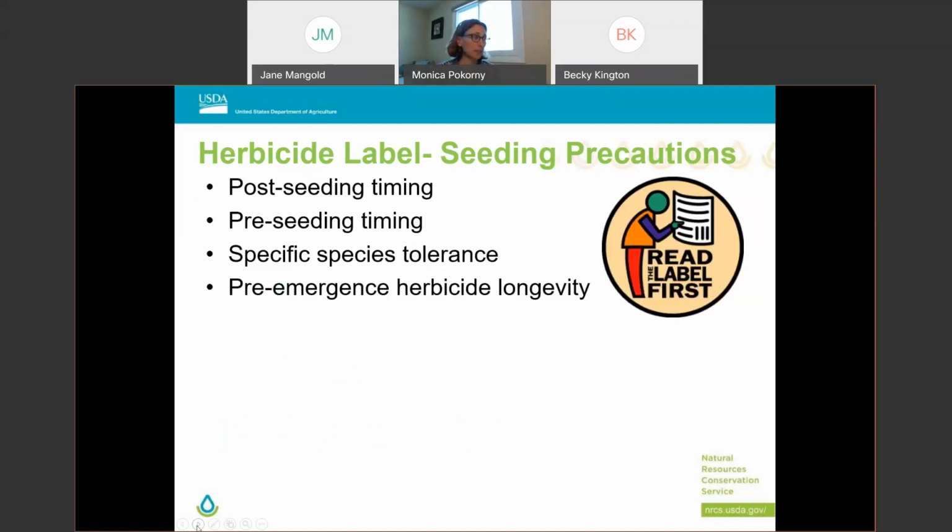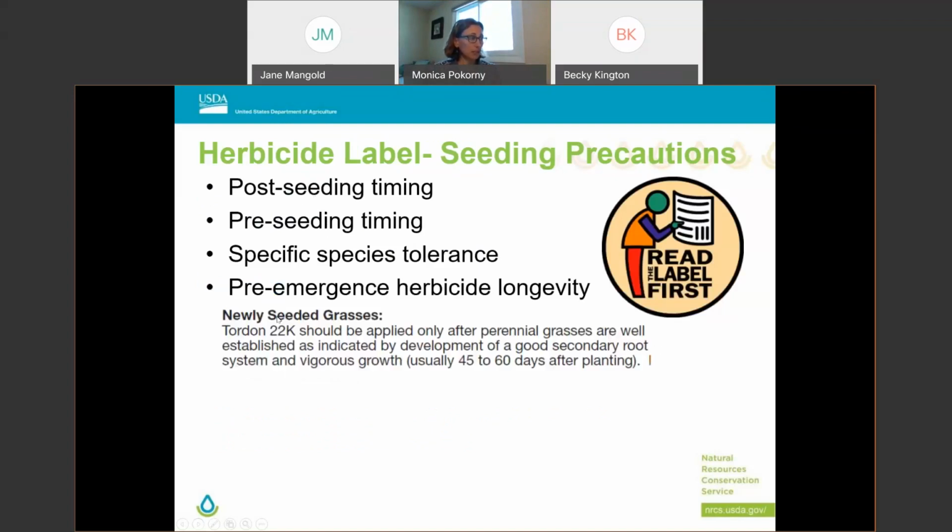You might be using herbicides after you've seeded, and I've just pulled some text out of a Tordon label. I'm not saying use this or anything, but I'm just trying to key you into some of the wording that you're going to find in there. So a lot of labels are going to give you a time frame of when you can spray, usually 45 to 60 days after planting, or they might give you an indication of how big your plants should be before you can spray them without any injury.